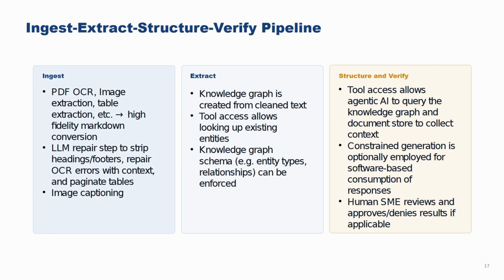So from there, once you have an agent that can reason across the document store and the knowledge graph as well, constraint generation can be employed so that you can transform the outputs into JSON or XML for consumption into a software solution.